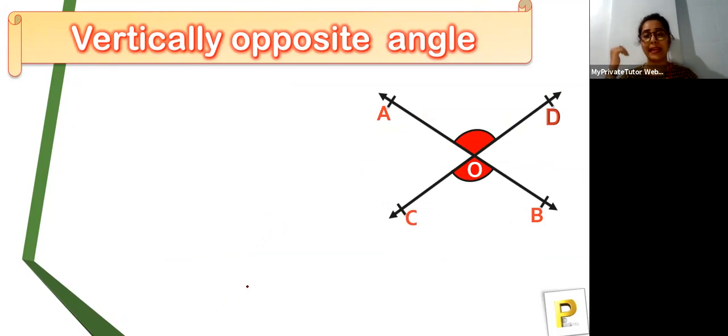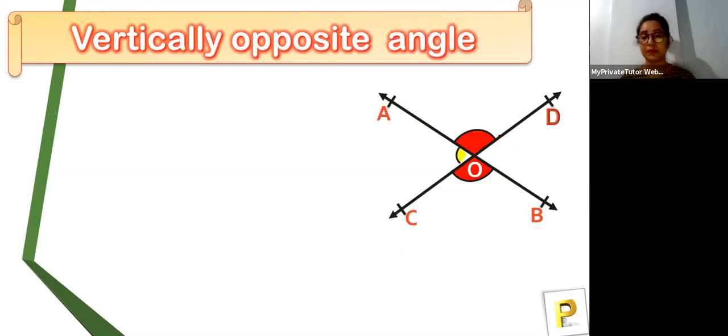So you can see angle AOD and angle COB, right? If you check, they are vertically opposite to each other. Vertical means straight, standing, and opposite means against. Like if one is at the top, the other is at the bottom. If one is at the right, the other will be at the left. So AOD is at the top side and COB is at the bottom side.